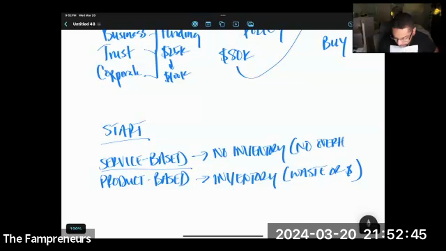With a service-based business, you have no inventory and you have no overhead, and I mean overhead as in major expenses. I'm not going to say none, but limited overhead, unless you're at scale. As you grow at scale, of course, your expenses grow at scale. But when you start off, I would suggest a service-based business because you have really little to no overhead.